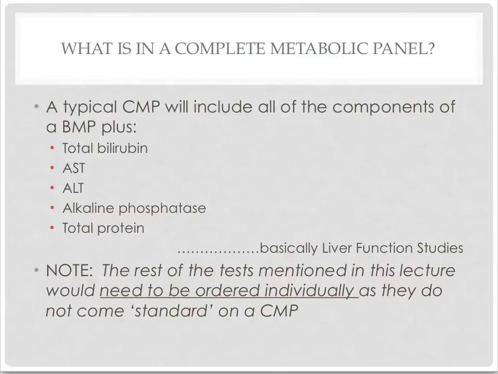Many elements of the complete metabolic profile you're already familiar with, and that is because much of this test includes the elements of a basic metabolic profile plus a total bilirubin, an AST, an ALT, Alk Phos, and a total protein. So basically you're getting a basic metabolic profile plus these liver function studies.